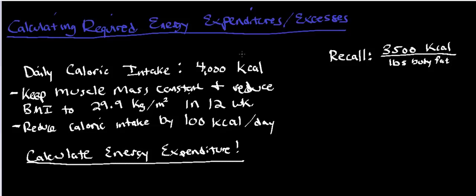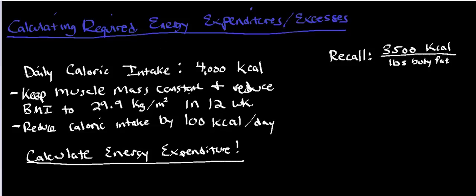Oftentimes people will say, well, I would like to lose a certain amount of weight, like maybe 10 pounds in some period of time. Normally what ACSM recommends is the healthiest weight loss is approximately 1 to 2 pounds per week. You usually don't want to go beyond that. But you can give a much longer range of time, like 12 weeks in this example.